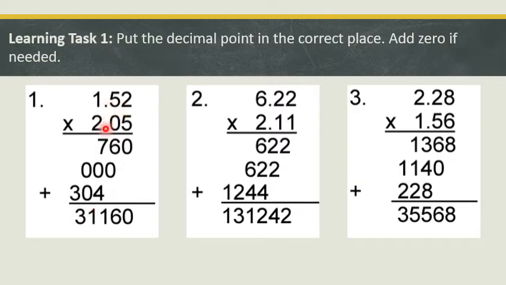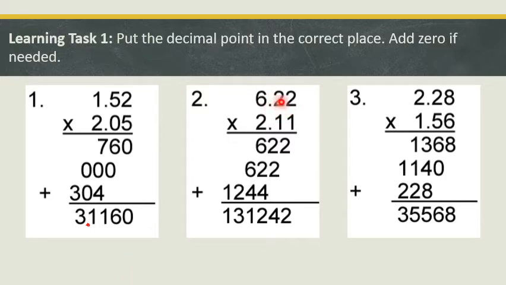Yung nasa kanan ng decimal point, yung tuldok, nasa kanan. So, 1, 2, 3, 4. 4 decimal places daw. Start tayo sa kanan. 1, 2, 3, 4. Ibig sabihin, doon tayo maglalagay ng decimal point. Dito tayo maglalagay. Okay, next.